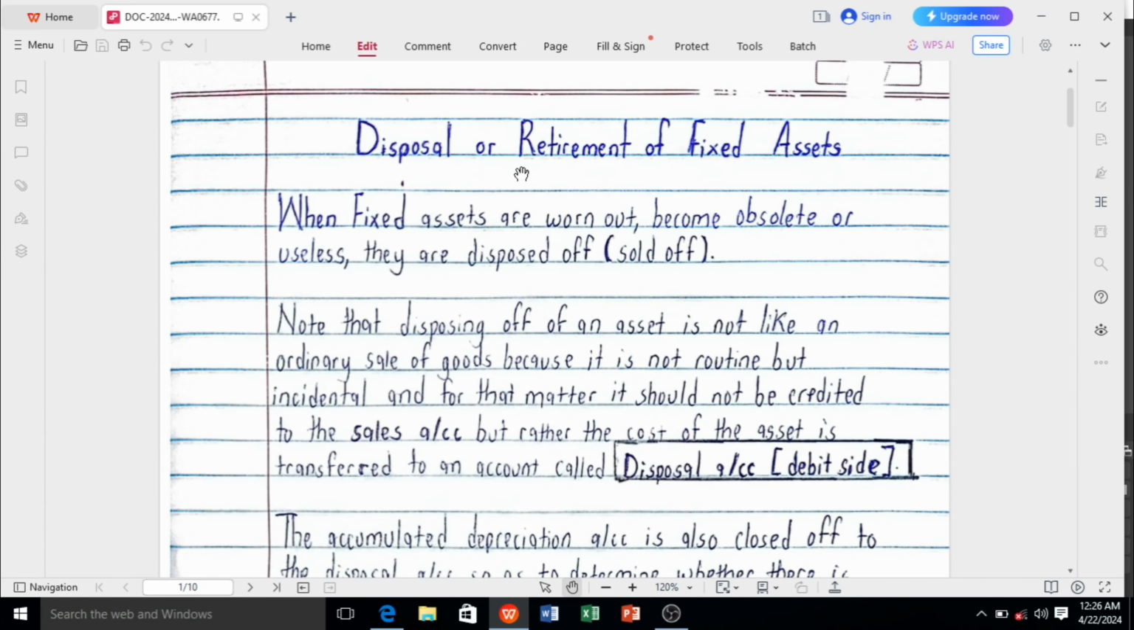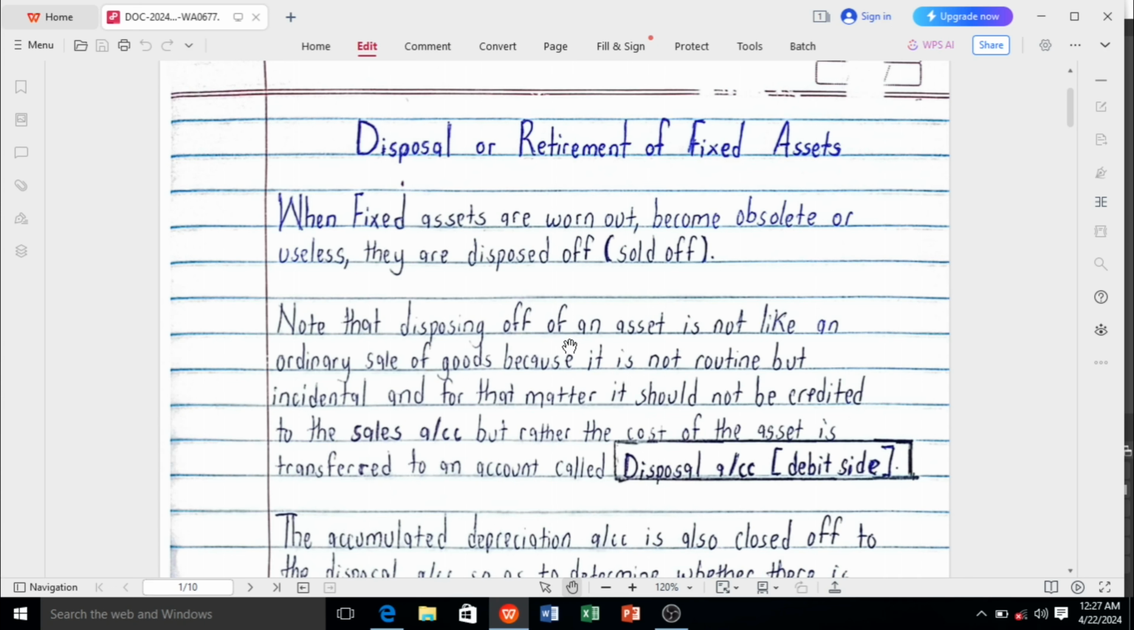Today we are going to be looking at the disposal or retirement of fixed assets. I'm going to require you to follow my cursor so that you'll be able to follow properly. What you should know is that when fixed assets are worn out or become obsolete or useless, they are disposed of, or what you can call sold off.